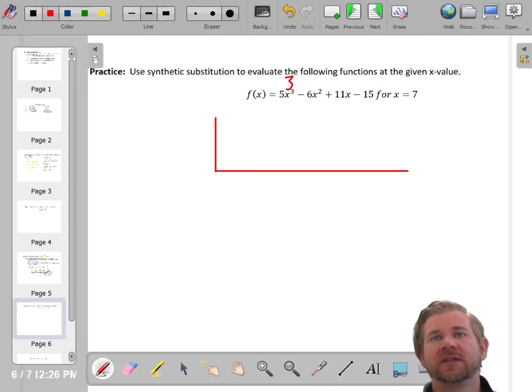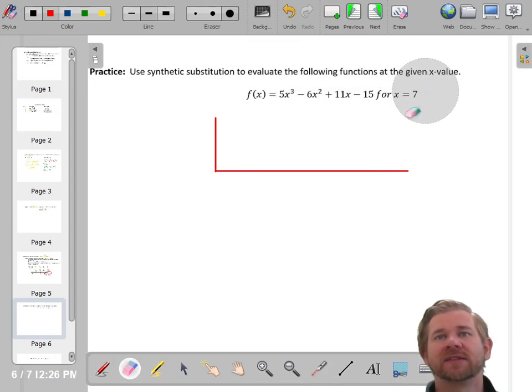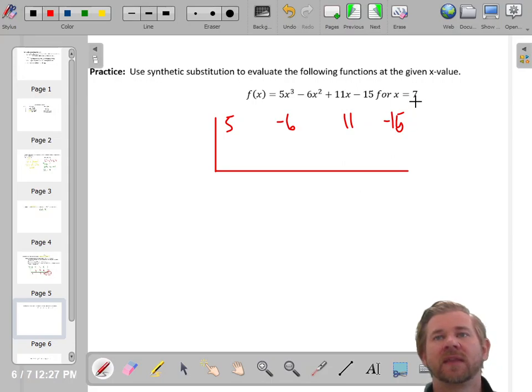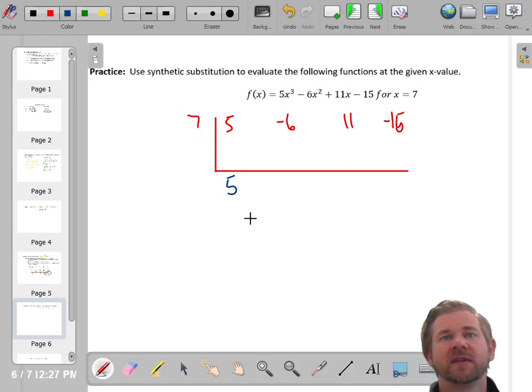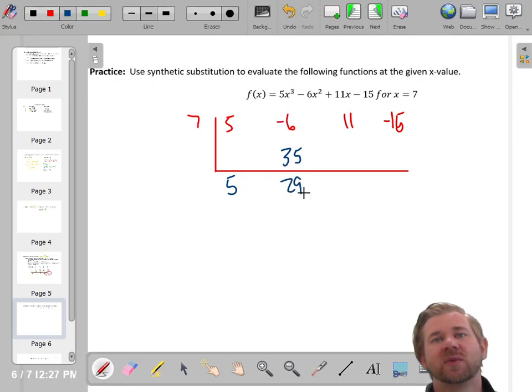I have 3, 2, 1. I'm not missing any, so that's good. I put my coefficients in 5, -6, 11, and -15, and then I put a 7 right there. So to do synthetic substitution, you bring down the 5, and now you multiply. 7 times 5 is 35. 35 minus 6 is 29.